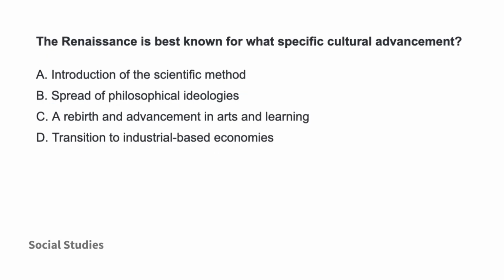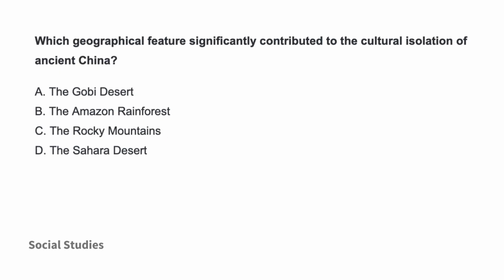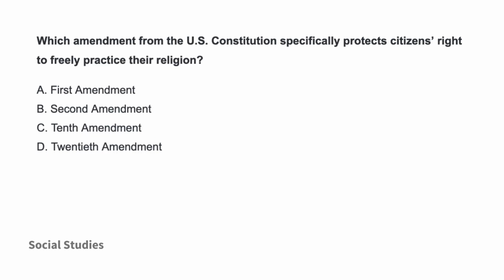The Renaissance is best known for what specific cultural advancement? Correct response, letter C, a rebirth and advancement in arts and learning. Which geographical feature significantly contributed to the cultural isolation of ancient China? Correct response here is letter A, the Gobi Desert.